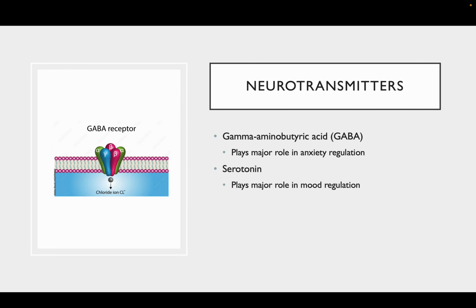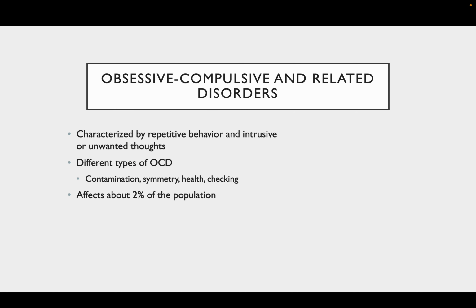Neurotransmitters. The neurotransmitters that are believed to play a large role in anxiety disorders include gamma-aminobutyric acid, also known as GABA, which plays a major role in the regulation of anxiety and keeping track of the amygdala's activity, which, as mentioned beforehand, is hyperactive in people with anxiety disorders. Another transmitter thought to play a major role in anxiety disorders is serotonin, which plays a role in mood regulation.